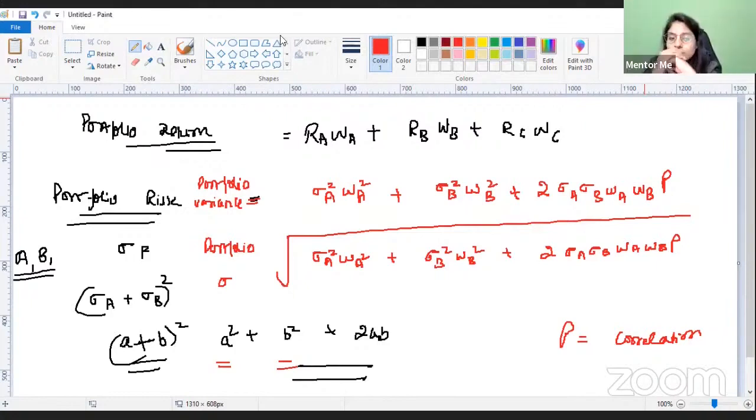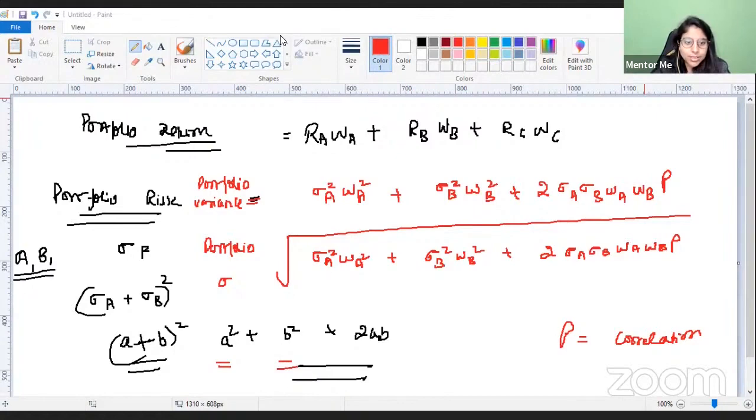Okay, so this is how we can calculate the portfolio return and the portfolio variance. So what all did we see? We saw how we can calculate standard deviation, variance, expected value, portfolio return, portfolio risk, correlation, and covariance. So we have done a lot of formulas here, right? Now let's try to apply some of them.